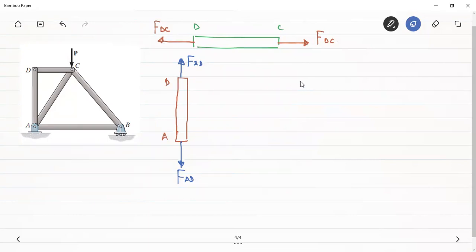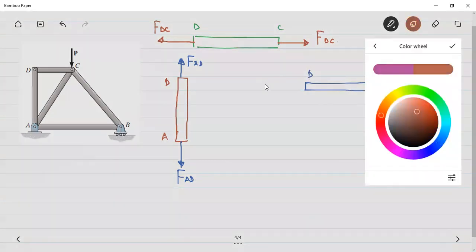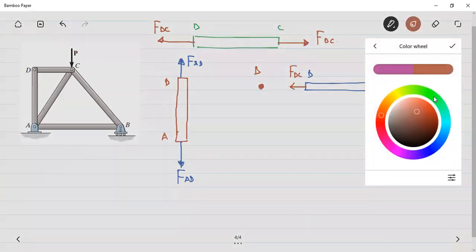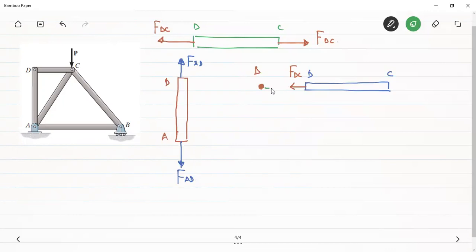So again, if I'm showing this DC here, and here I'm showing the joint D. If the force in member DC is shown in this direction, then the force on the joint will be the same, but in the opposite direction. That is, if this is FDC, this is FDC.